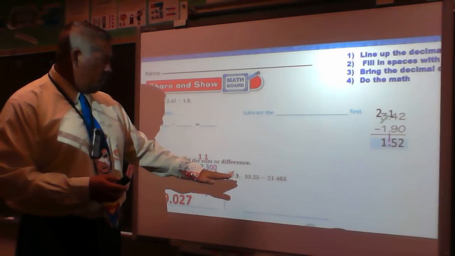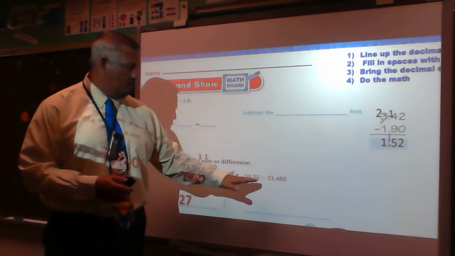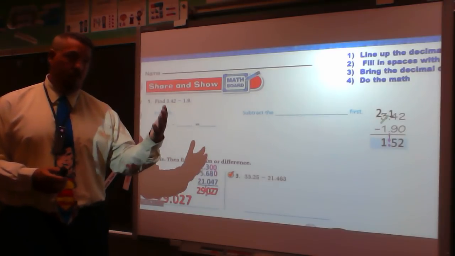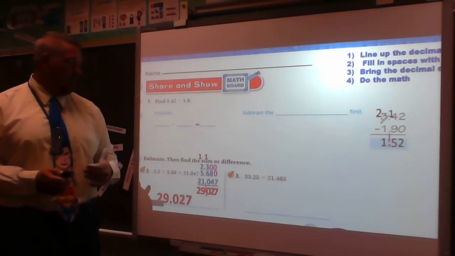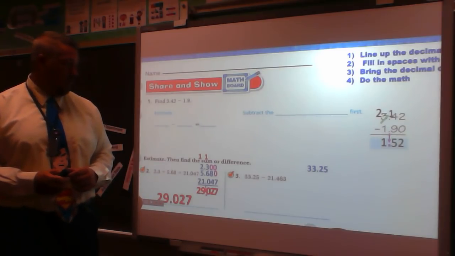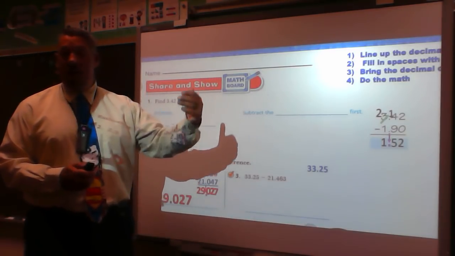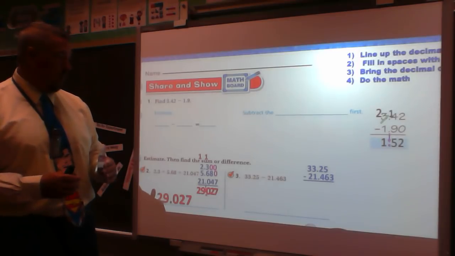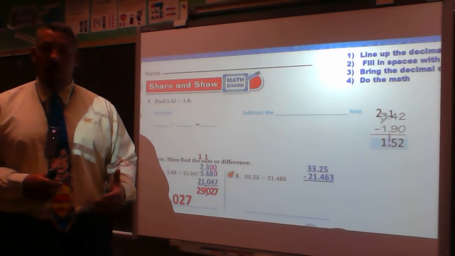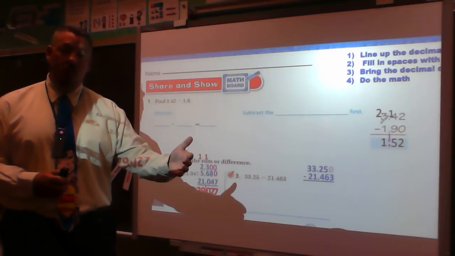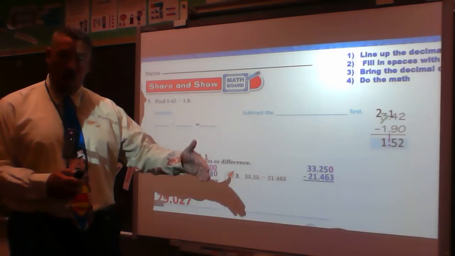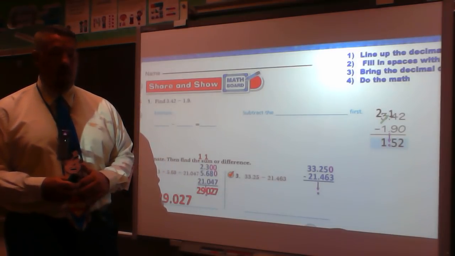So I have 33 and 25 hundredths minus 21 and 463 thousandths. So I'm going to put my 33 and 25 hundredths on top. I'm going to stack and line up my decimals to make sure I'm going to do everything correctly. So I have lined up my decimals correctly, and then I fill in with my zeros. Once I have everything filled in, then I'm going to bring my decimal down into the right place.